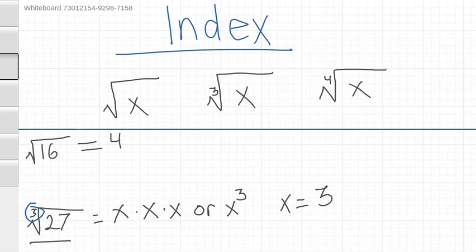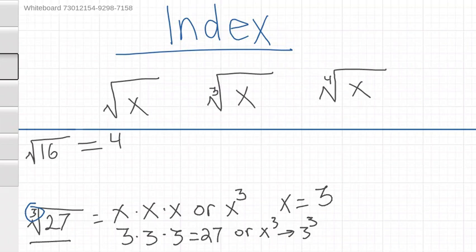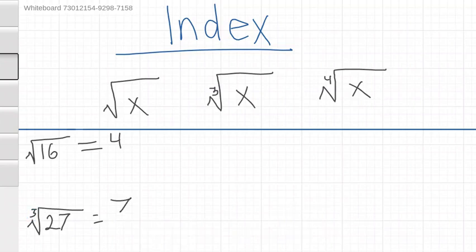Well, 3. 3 times 3 times 3 is equal to 27. And 3 to the power of 3, which is just x to the power of 3, is 27. So the cube root of 27 is 3.